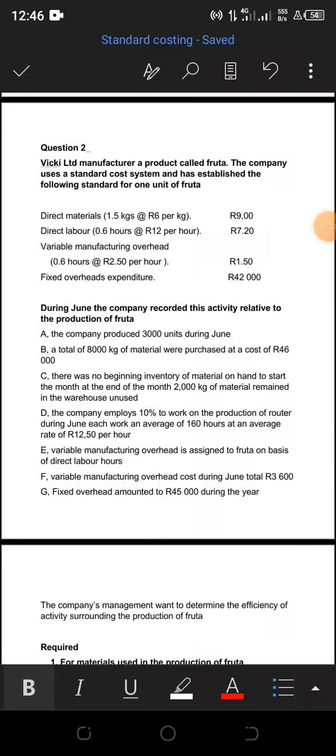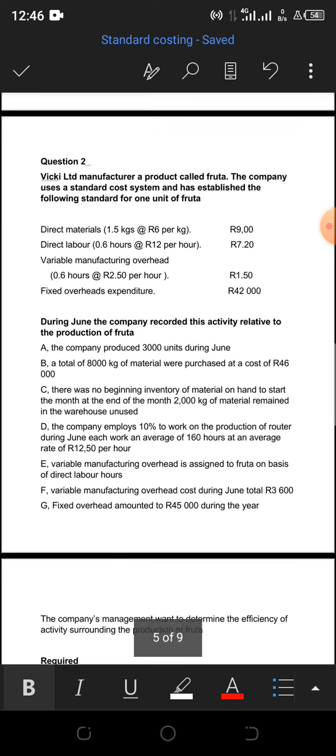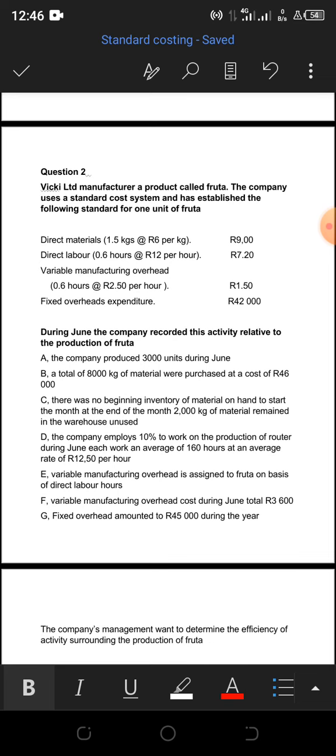Okay, so in this lesson, I'm continuing with the first part that I did in the previous lesson. So please make sure that you check the previous one, because this one is a continuation of what we started in the previous lesson under standard costing. Okay, so remember, firstly, in this topic, you must be able to identify the formulas so that you will be able to calculate all the calculations.